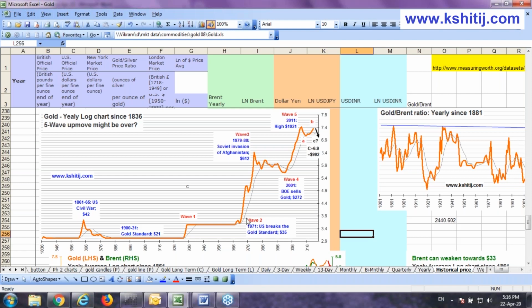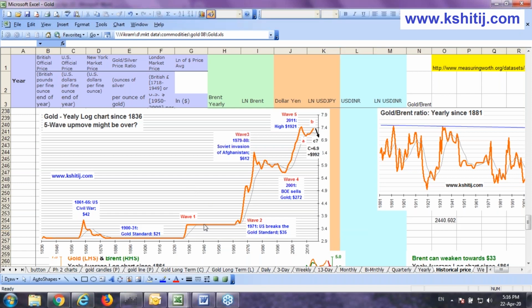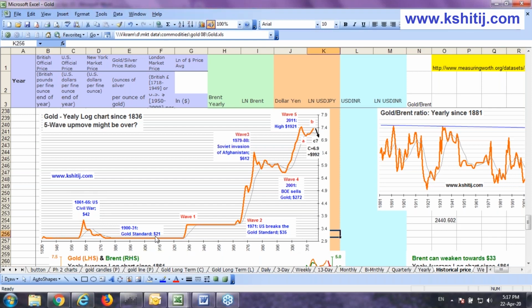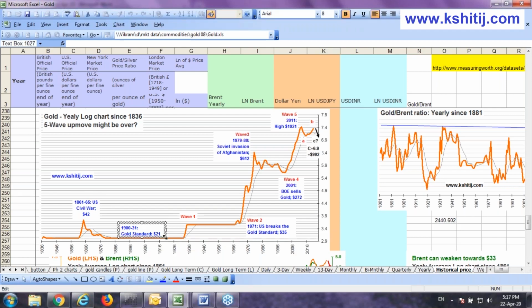So here, coming to this chart, we have that gold went up to $42 an ounce during the US Civil War. Then it came down to $21, and it was at $21 while the US was on the gold standard, all this time. And in 1971 is when the US broke from the gold standard.